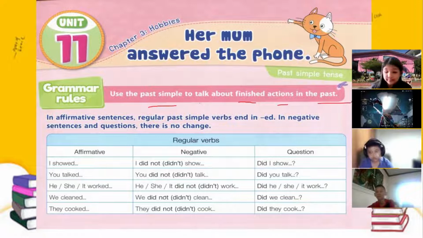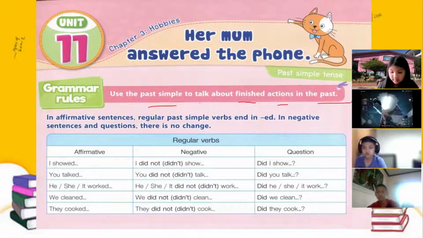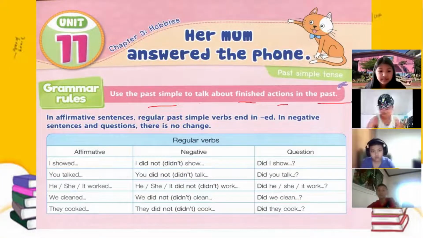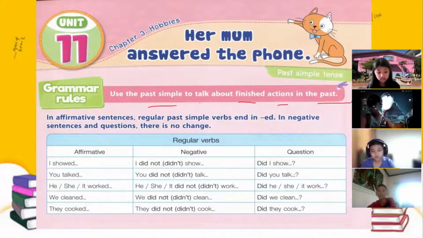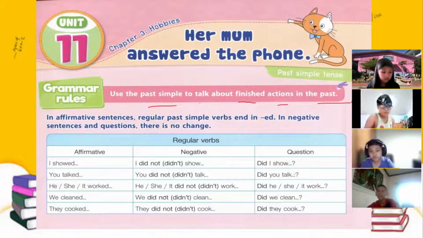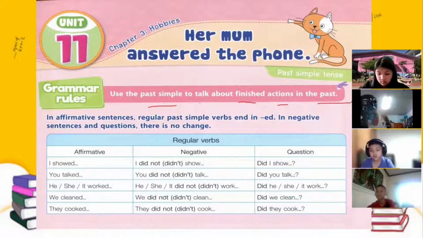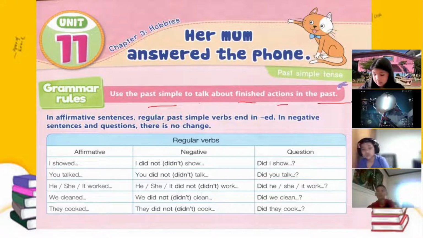And past means anything that happened before, like an hour before is already past. A day before is past. A week before is also past. A year before is also past. So anything that has already happened before, and that action is already finished, it's done, it does not continue. So that is past simple tense.